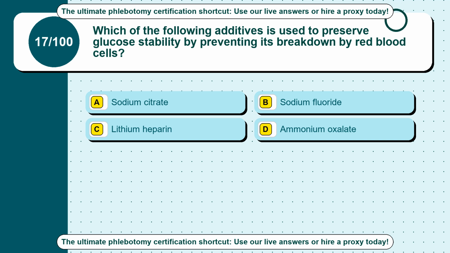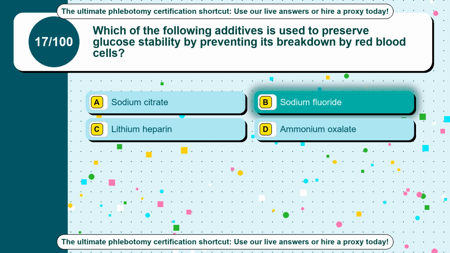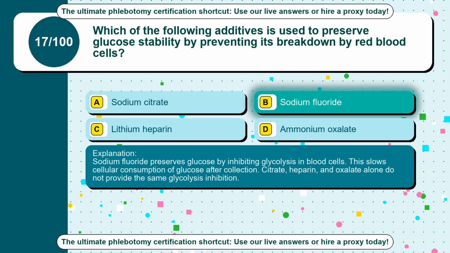The correct answer is option B. Sodium fluoride. Sodium fluoride preserves glucose by inhibiting glycolysis in blood cells. This slows cellular consumption of glucose after collection. Citrate, heparin, and oxalate alone do not provide the same glycolysis inhibition.